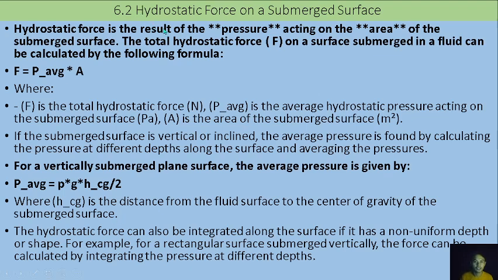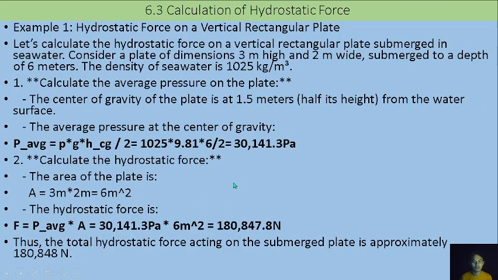Okay, so hydrostatic force is a result of the pressure acting on the area of the submerged surface. The total hydrostatic force of a surface submerged in a fluid can be calculated by the following formula: hydrostatic force equals average pressure times the area. And for a vertically submerged plane surface, the average pressure is given by density times gravity times height of the center of gravity divided by 2. So that is the formula. Take note of our formula.